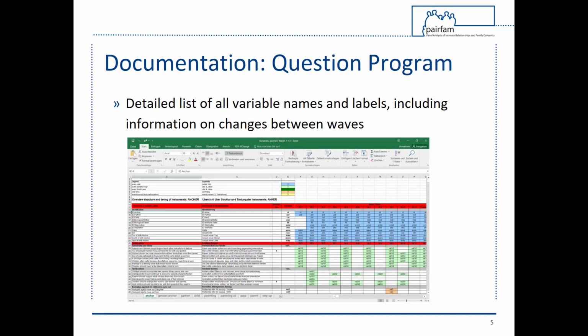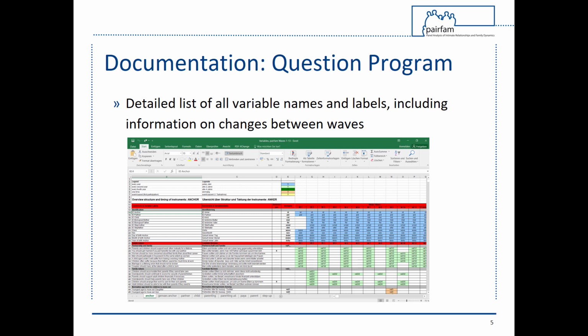Is there a quicker way to see which questions were asked to which respondent in which waves? No need to go through all the codebooks for all waves and respondent types. There is a better way. The question program is an Excel sheet that summarizes which questions were asked in which waves for each respondent type separately, including variable names and labels for each question and information on changes between waves. However, the question program does not include information on exact variable labels, filtering, and question wording.